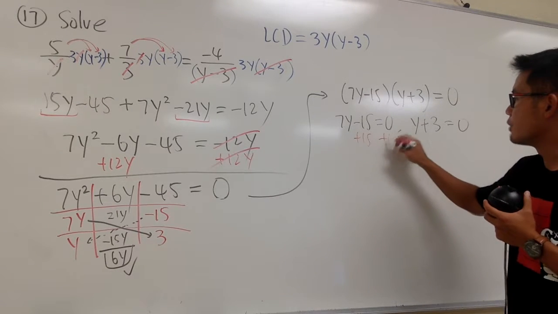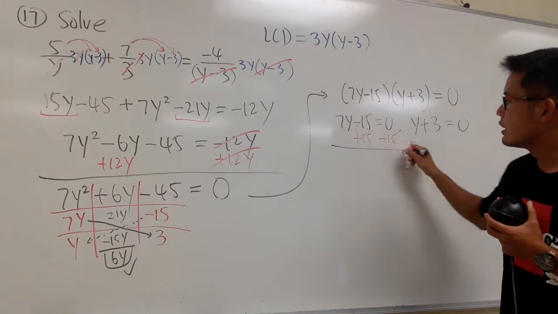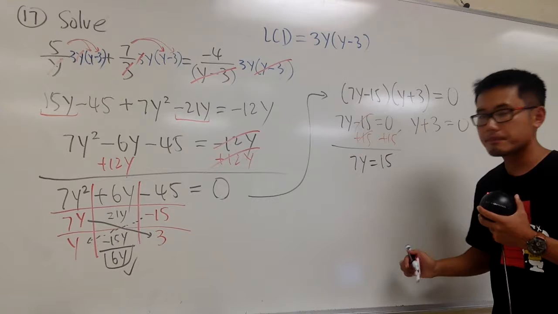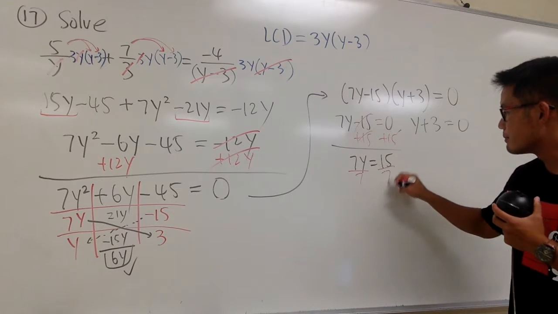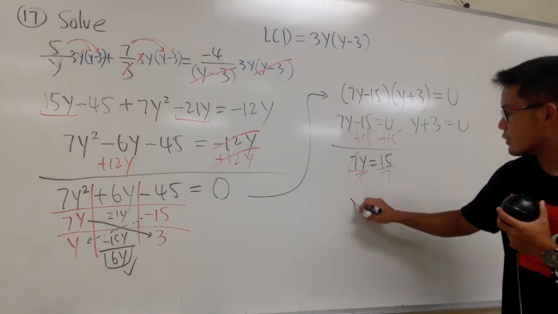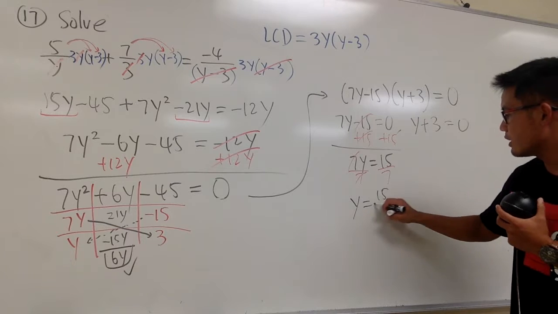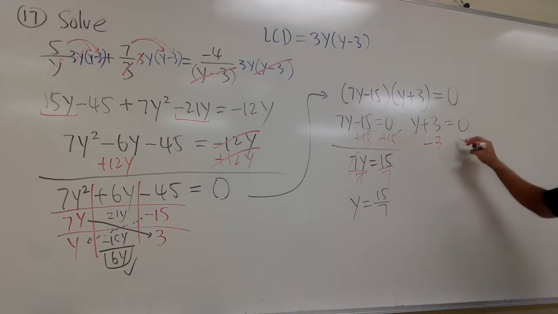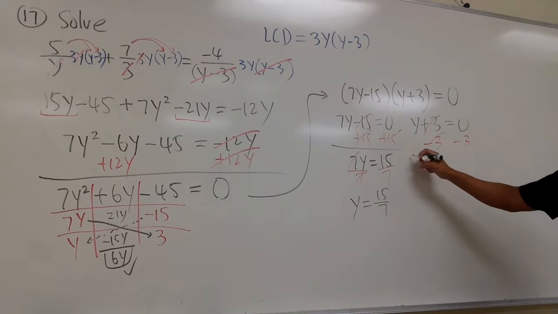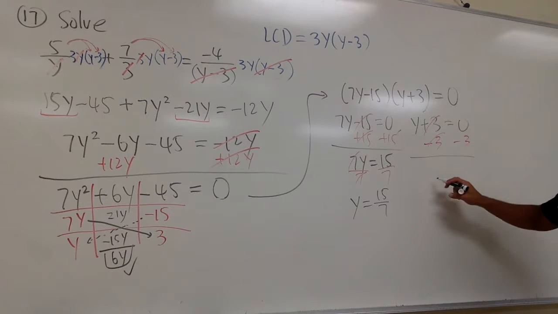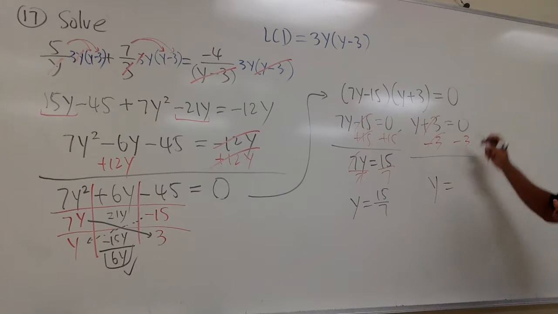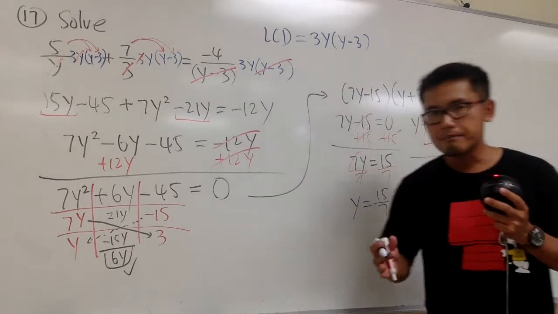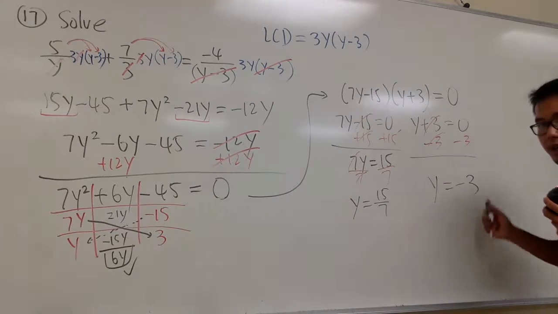Plus 15 on both sides, so they cancel. And I get 7y equal to positive 15. And then we can divide by 7 on both sides. First answer, we have y equals 15 over 7. And then for the second one, we minus 3 on both sides, so they cancel. And you see that we will get y equal to 0 minus 3. That's negative 3. Okay, so we got two answers right here.